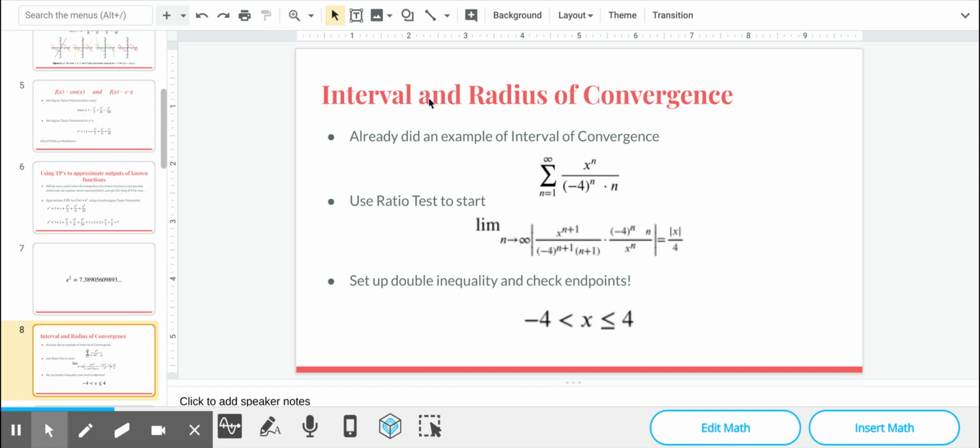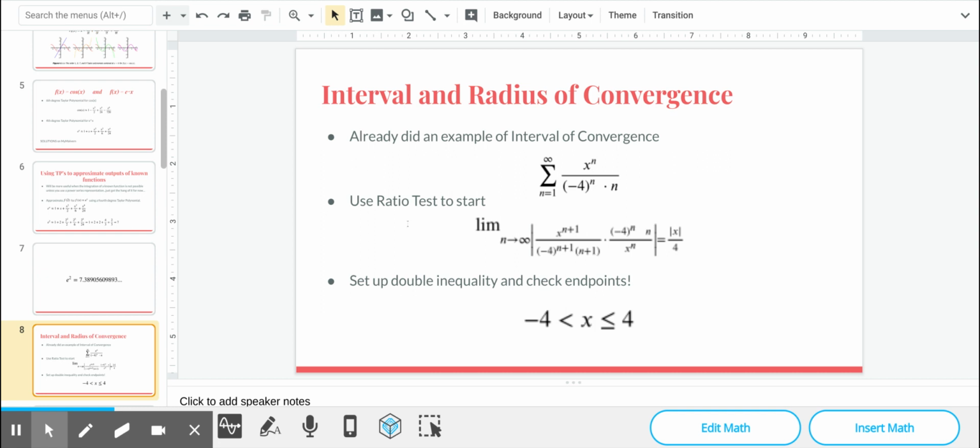All right, so here's the example we did in class a little bit, and I just want to go over it again just to make sure. I won't go through it too in depth, but this will set up everything that we do for the rest of today. So here was the power series that we used, just a random power series that I put together just to show you how we can get to the interval of convergence: x to the n over -4 to the n times n itself.